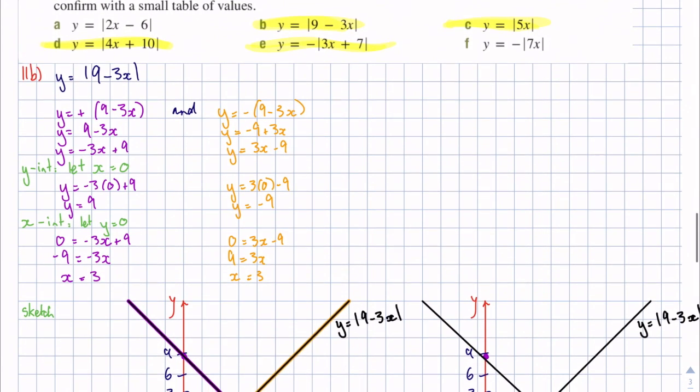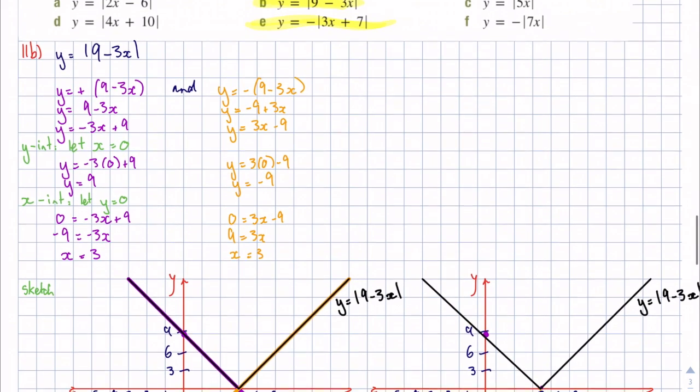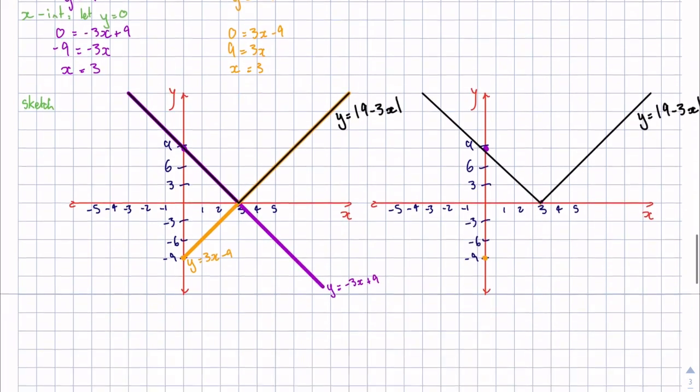What else did they want from this question? Confirm with a small table. Nobody's doing that. No, don't do that. Okay, I'm not going to do the absolute value of 5x because that's fairly simple. Same with the 4x plus 10. You're going to do it the exact same way. But let's have a look at e, negative outside.